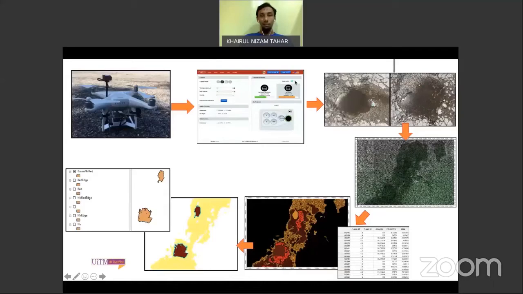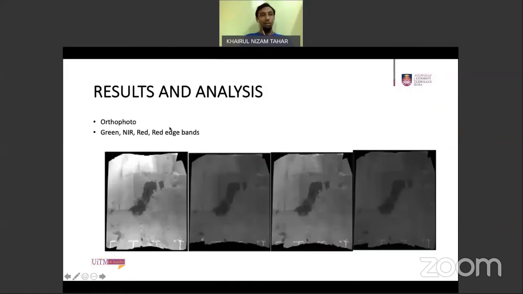This is the interface of the multispectral sensor. We set the time lapse and the GPS setting and everything here, and then we capture data. This is an example of the pothole. This image shows the two potholes here. Then we try to differentiate between pavement and the pothole. This is the attribute. We can also highlight the pothole using the segmentation algorithm, and then we assess the pothole. So this is the results analysis.